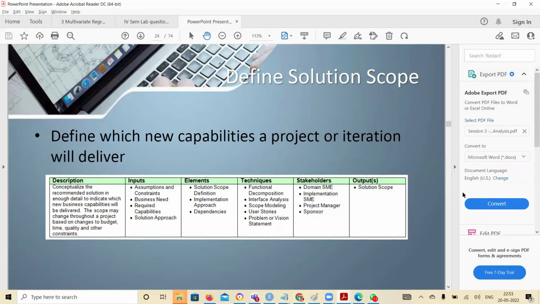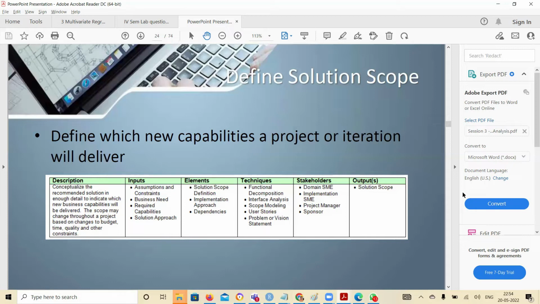Okay. So, conceptualize the recommended solution in enough detail to indicate which new business capabilities will be delivered. So we are getting into enough detail. What is the syllabus? When you say this, these are the things that we are going to cover, talking about it in detail. So that is what you need to think when we say solution scope.